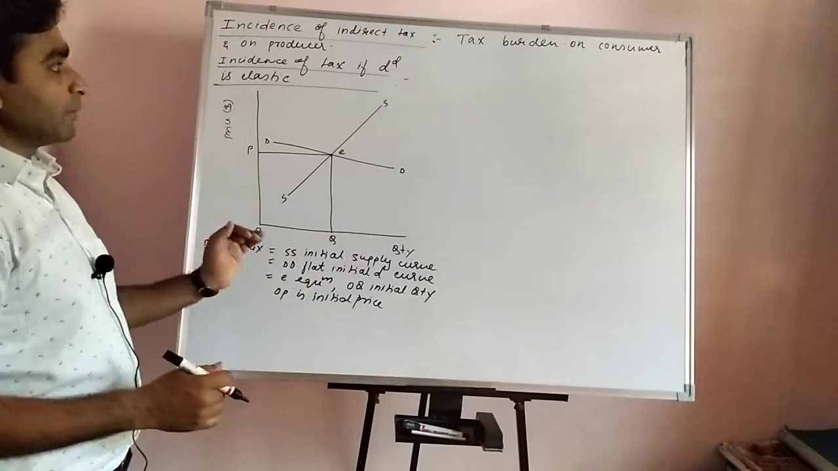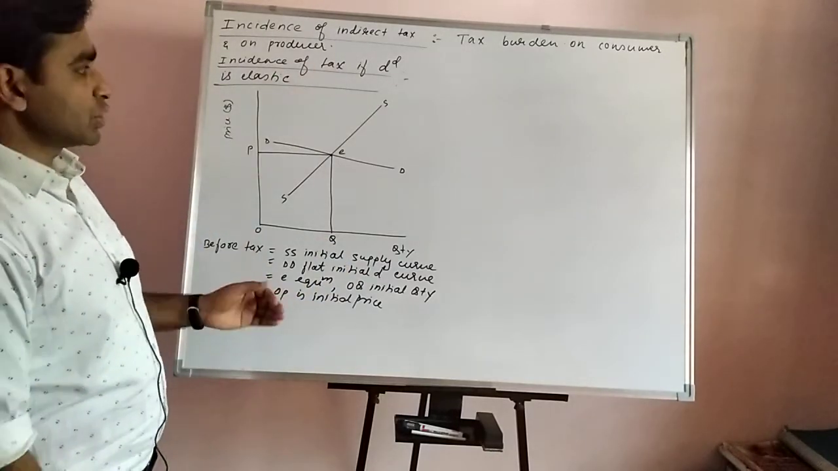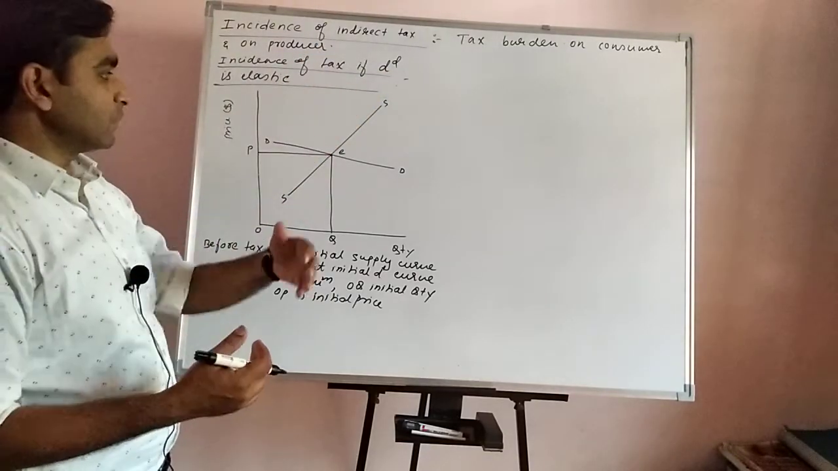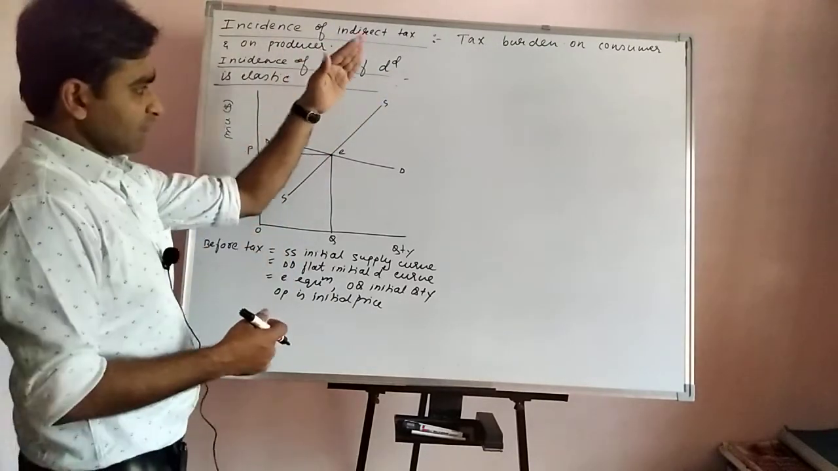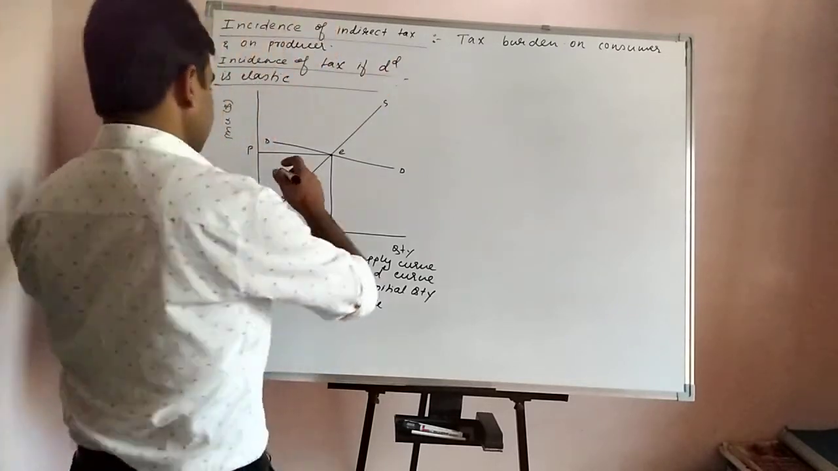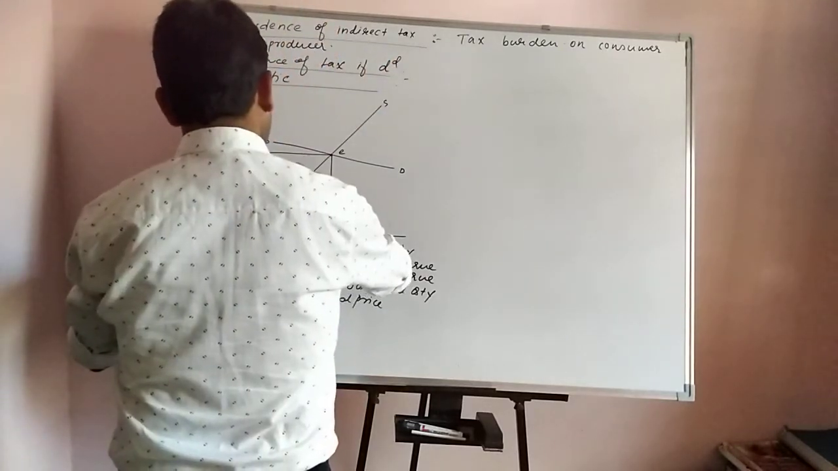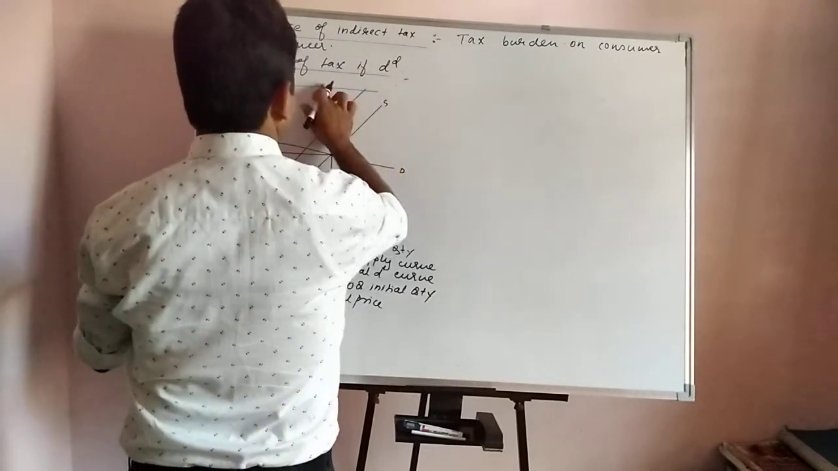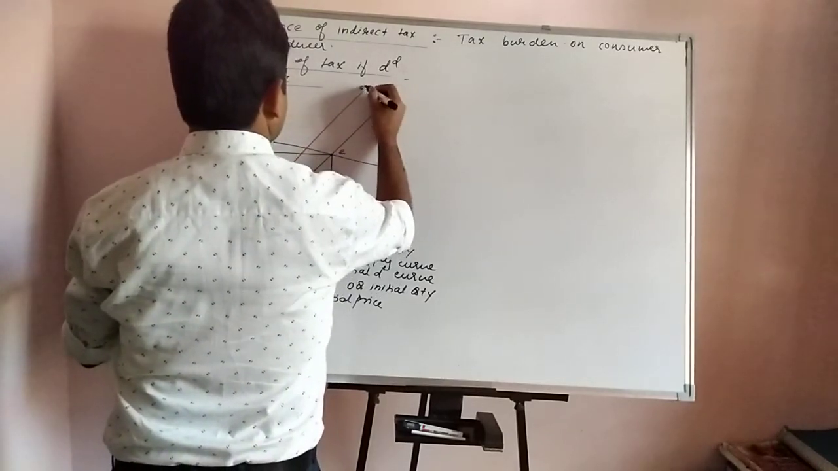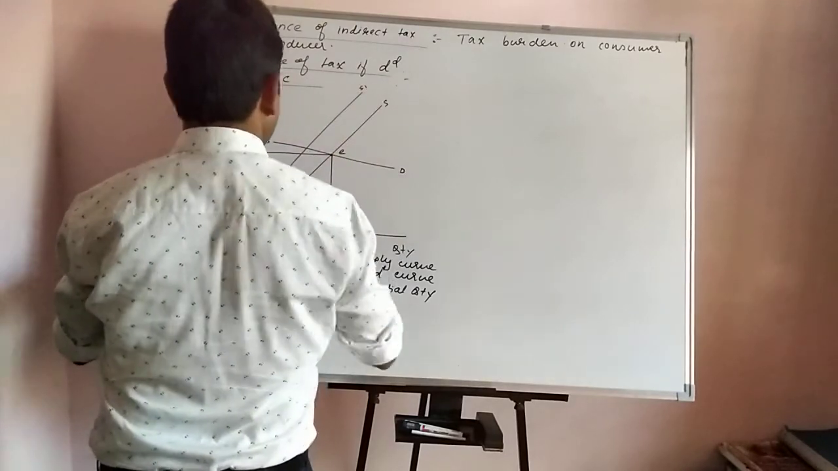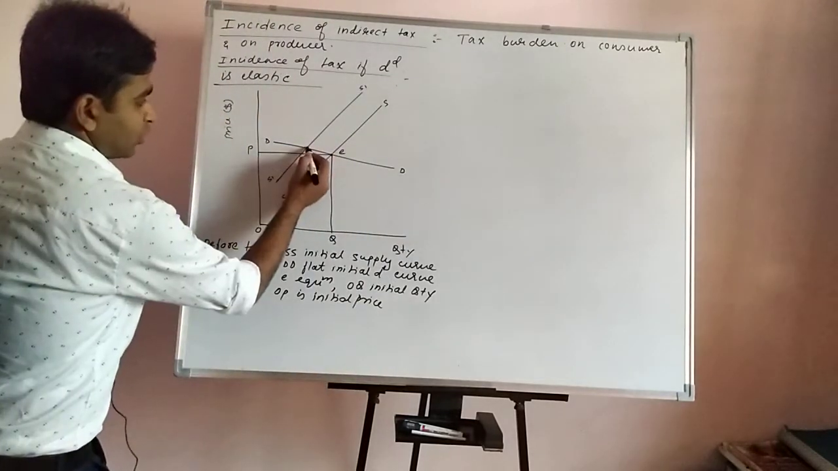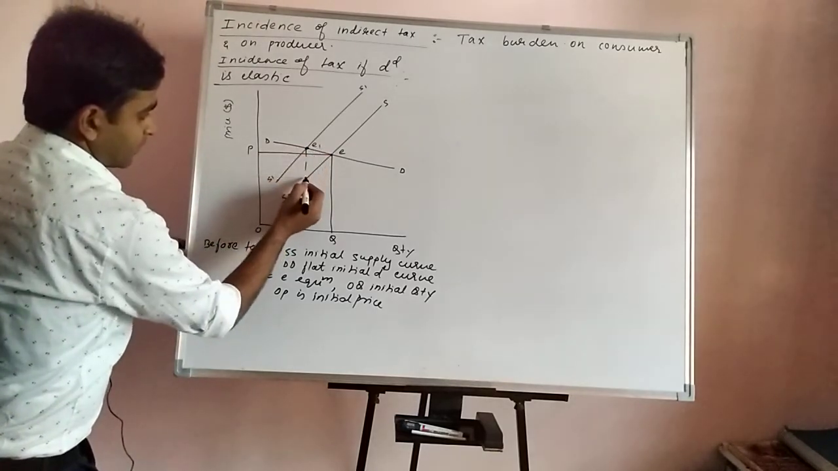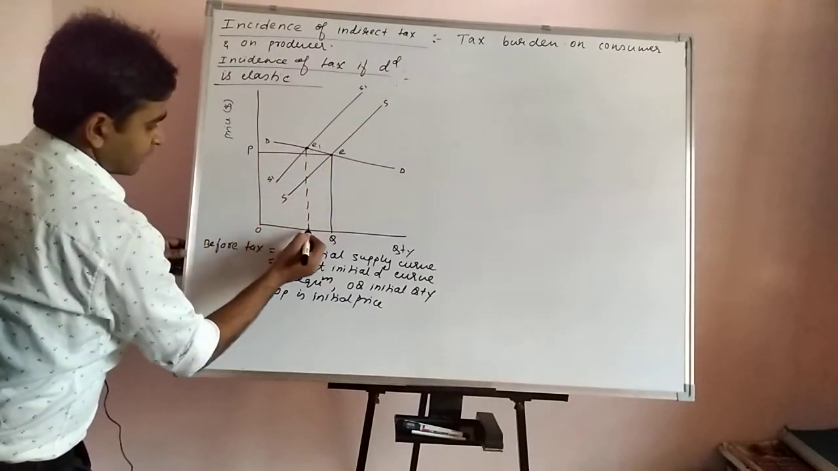Now when the government imposes indirect taxes, what will be the situation? Supply curve will shift to the left. So the supplier or the firm supplies less, and the supply curve shifts to the left. After tax the supply curve shifted to the left, S1 and S1. We got a new equilibrium point, E1. This is after tax.